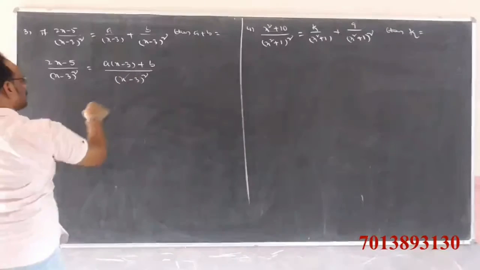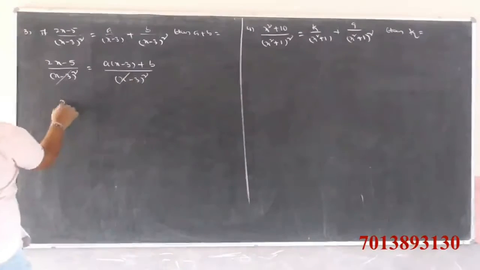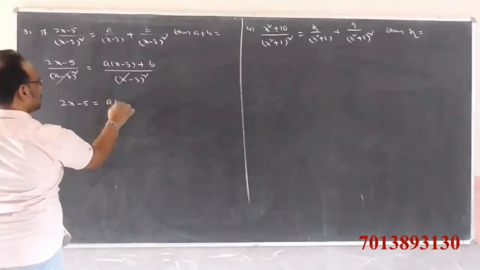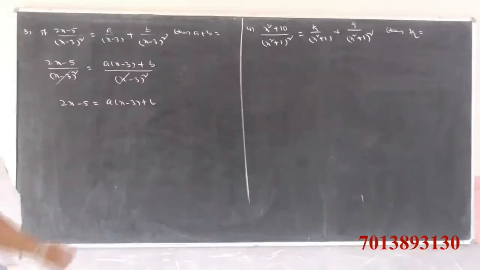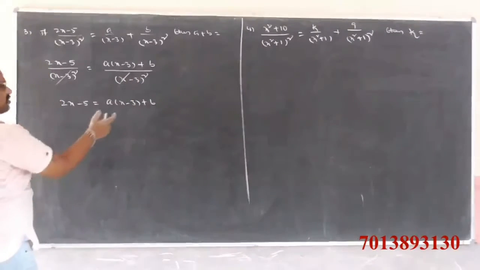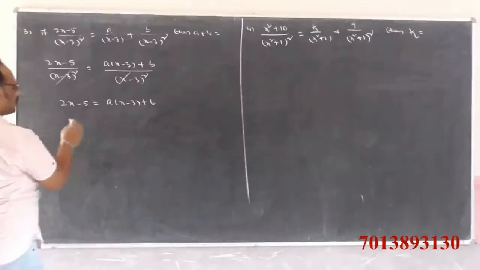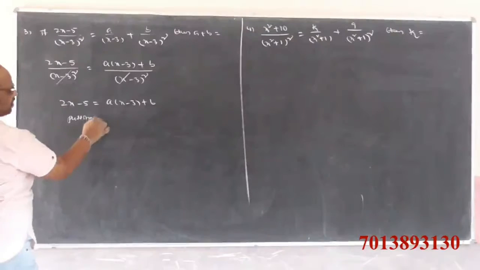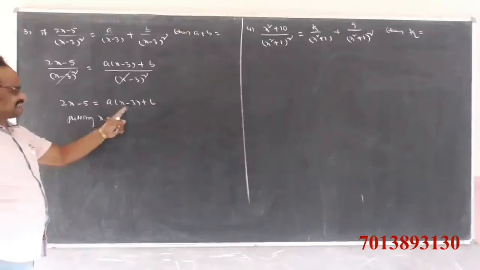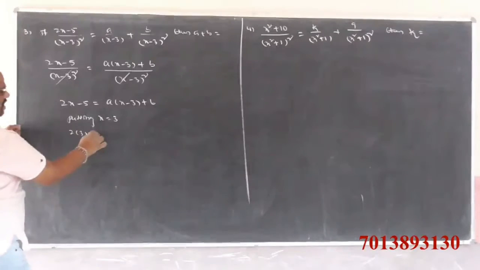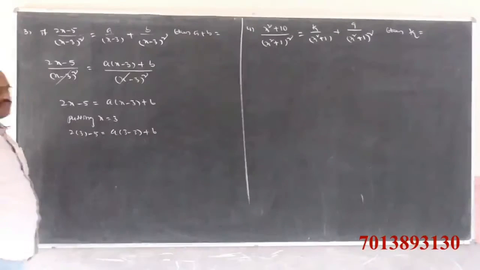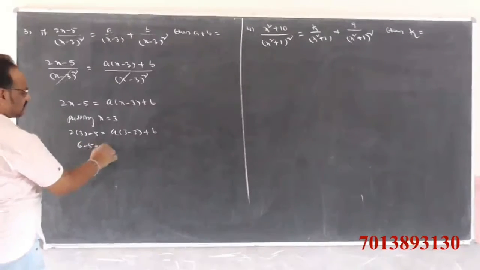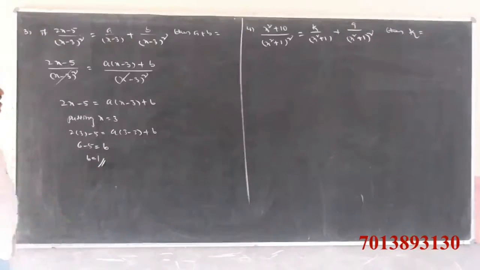Clearly, the x minus 3 whole square on both sides gets cancelled, and we get 2x minus 5 is equal to a into x minus 3 plus b. So we want the a and b values. If you want the b value, put x equal to 3. If you substitute x is equal to 3 here, 2 into 3 minus 5 is equal to a into 3 minus 3 plus b. Clearly 3 minus 3 is 0. 2 times 3 is 6, 6 minus 5 is equal to b. So b is equal to 1. Now we want the value of a.